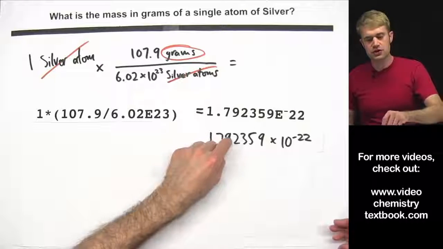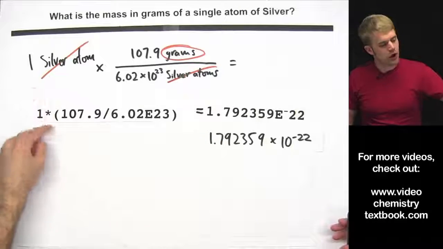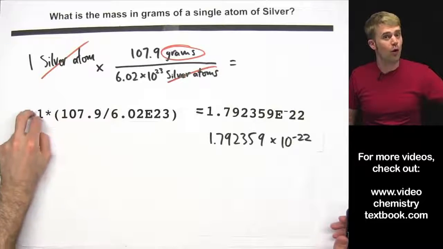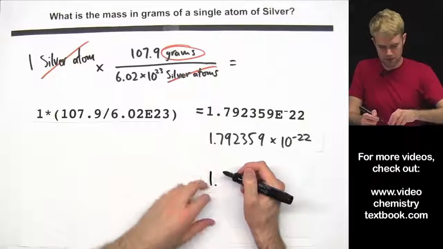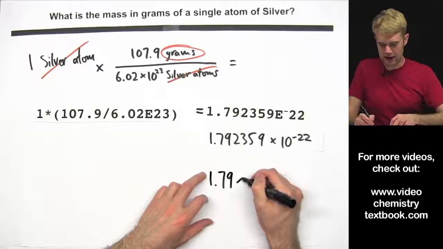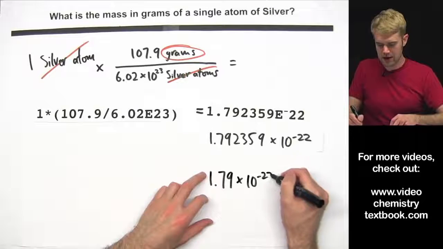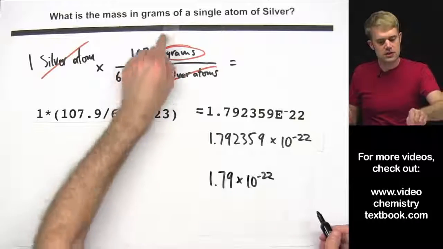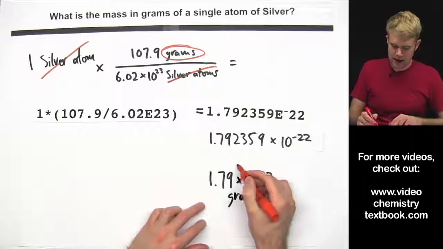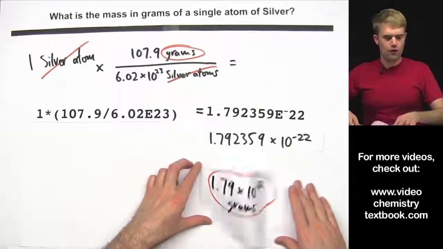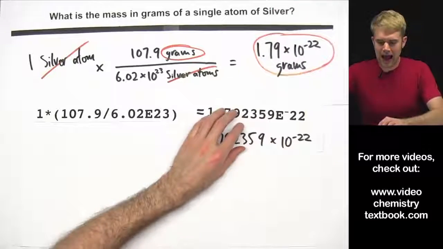We're going to round this to 3 significant figures. We don't worry about the number of significant figures in the 1 because it's a counting number. It's not a measurement. So we're going to do 1.79 times 10 to the negative 22nd. What are the units here? They are grams. And that is our final answer for the mass of a single atom of silver.